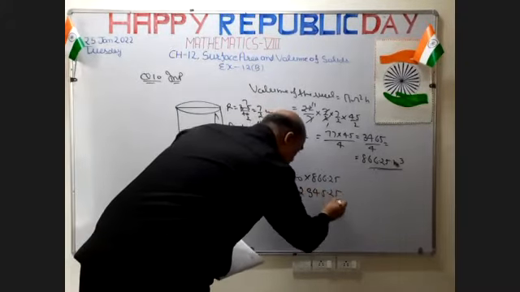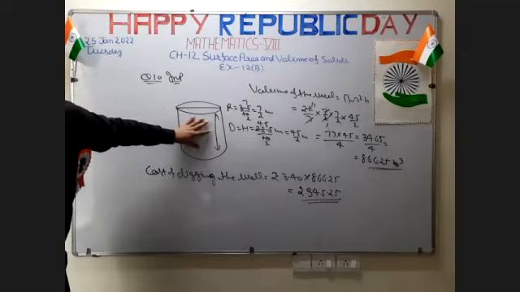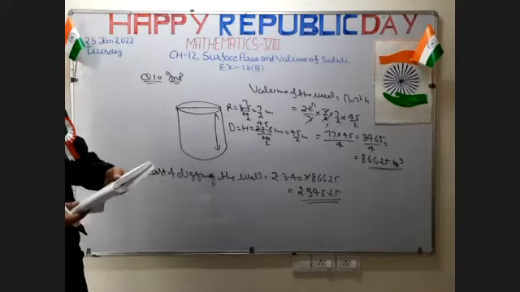29452.25. So this is the cost of making the well. Now see, I want to repeat this question again. Now in this question, one well is there. Okay. What is given in this question?